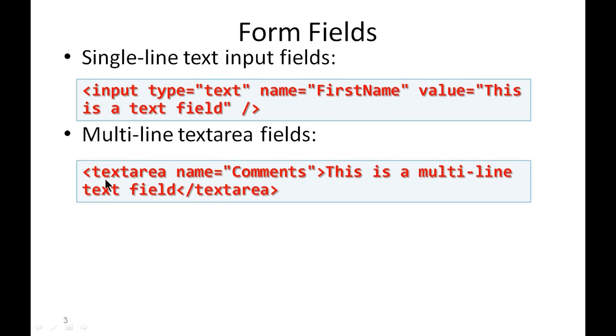So this is an example. This is our text area tag opening: angle bracket, text area name is equal to comments. I have already told you, when you want to write comments you can use text area. This is a multi-line text field, text area closed. So this is the text area opening tag, in which the attribute name has value comments, and then we have written "this is a multi-line text field" and slash text area, the closing of the multi-line text area field.